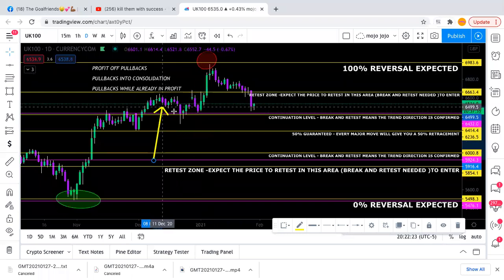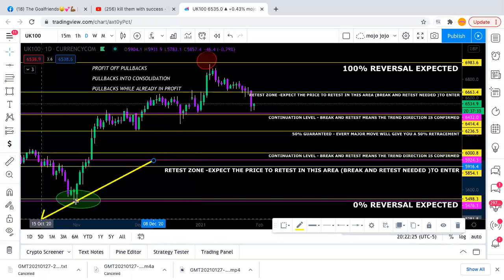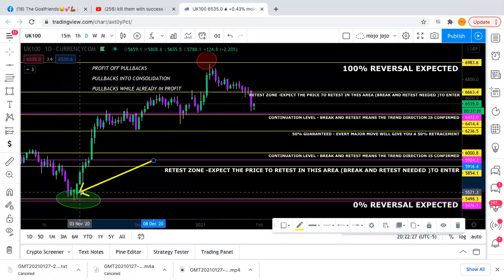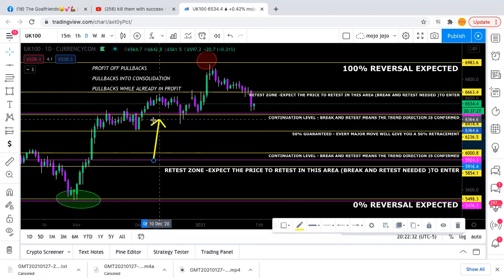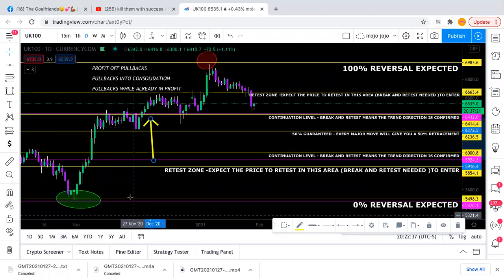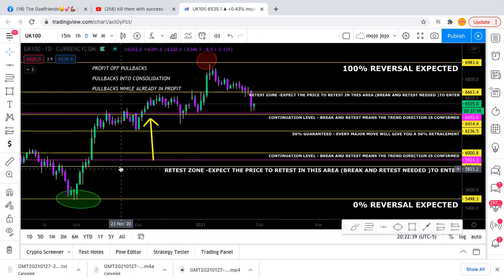Now here's an example of a pullback when you're in drawdown. Down here, you were already in profit, so this is a different type of pop. You're just popping new entries as you go along. Now, pops, when you profit off of the pullback, let's say you never entered those. Okay, we want to erase that.